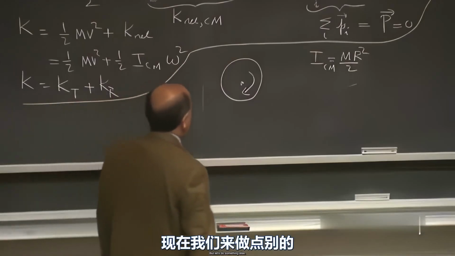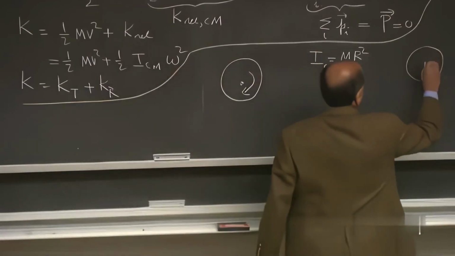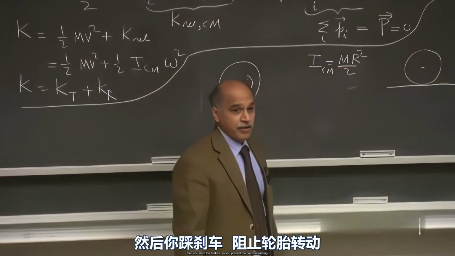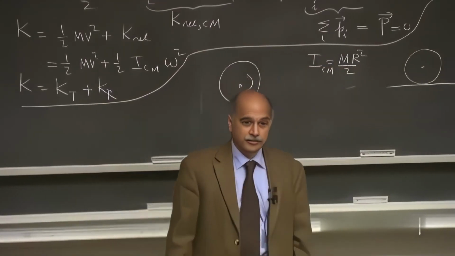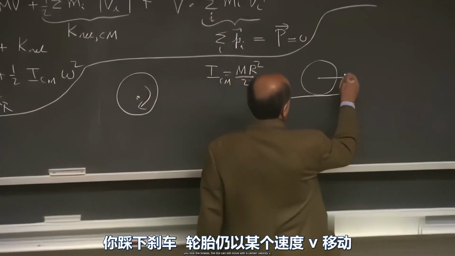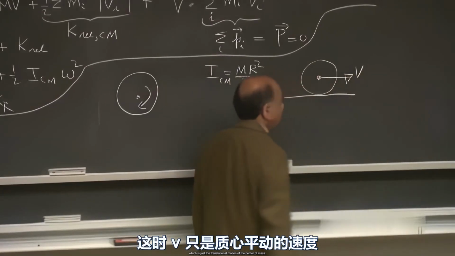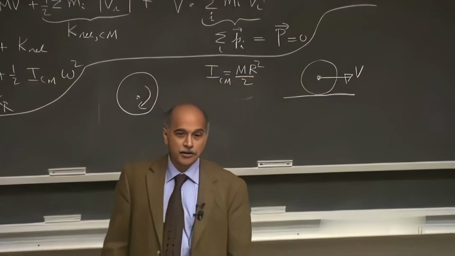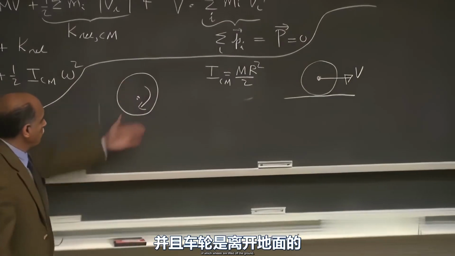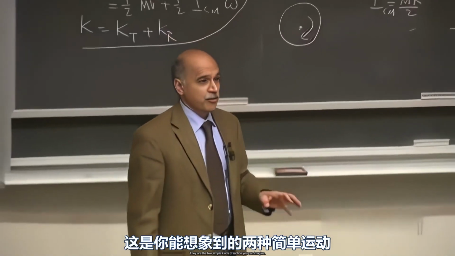But let's do something else. Let the tire hit the ground, and the car is going at, say, 50 miles an hour. Then you slam the brake, so you prevent the tire from turning. If you lock the brakes, the tire can still move with a certain velocity v, which is just the translational motion of the center of mass. So this is a car which is skidding. This is a car which is spinning, its wheels lifted off the ground. They are the 2 simple kinds of motion you can imagine.